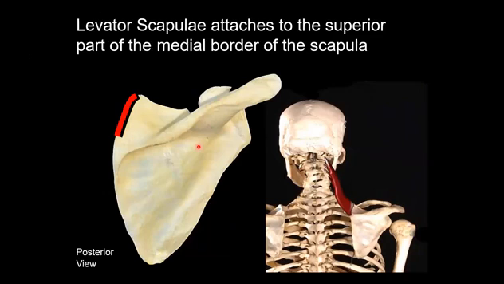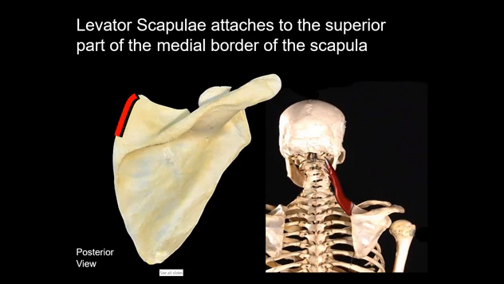Now we have the levator scapulae attaching to the superior part of the medial border. From the word levator, it means it elevates the scapula. Assuming this is the muscle here, and you draw it like a string, you can see that it can elevate the shoulder. That's why it's called levator scapulae. It is attached to the superior part of the medial border of the scapula.